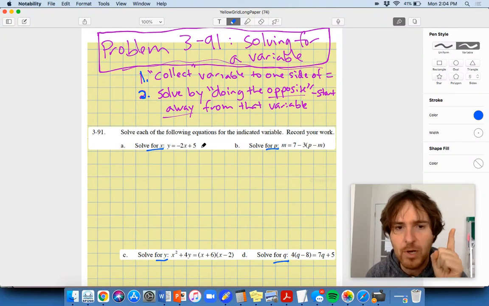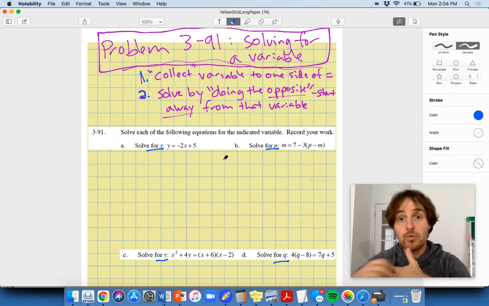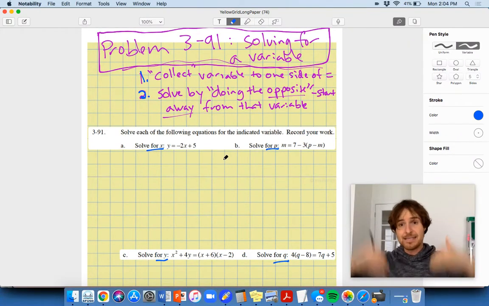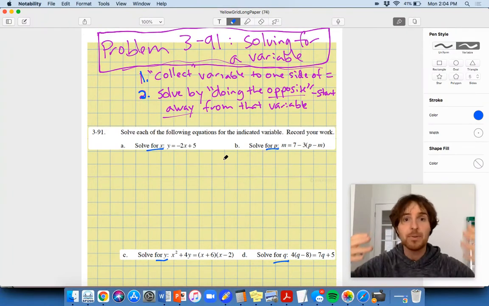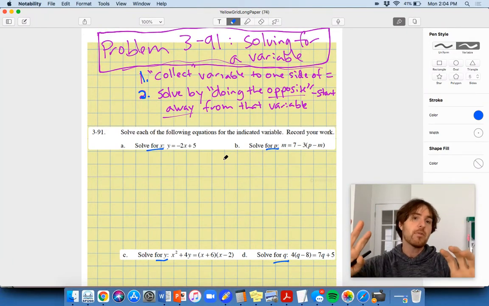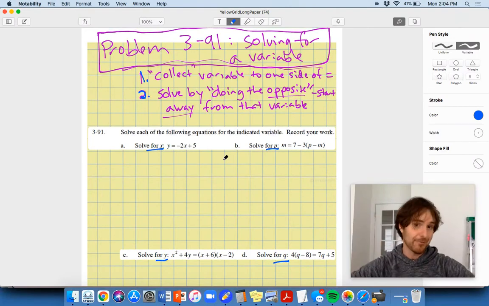Doing the opposite of what you see in the problem, what you see is happening to the variable. You solve by doing the opposite of that. You do the opposite to both sides to keep the equation balanced, okay? And my thing for you to remember this is you start away from that variable.